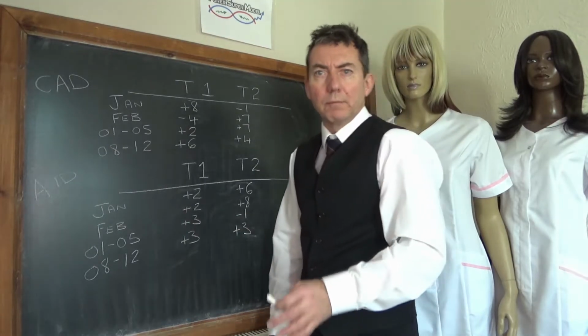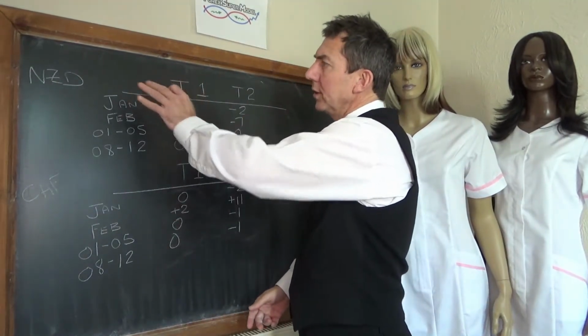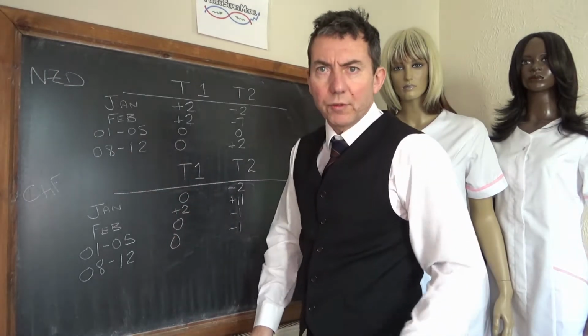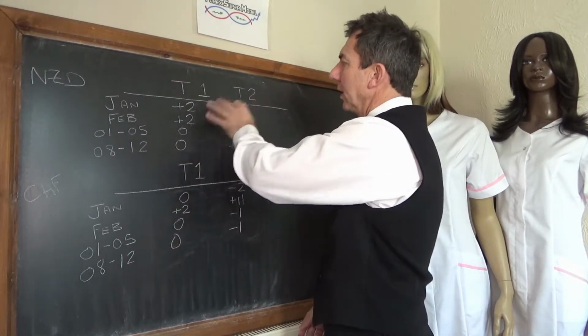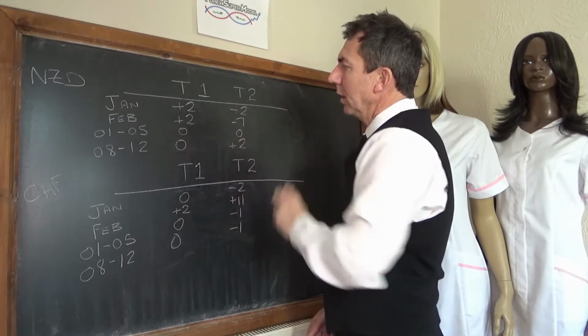Right, last two coming up. Last two then, NZD, the New Zealand dollar, and CHF, the Swiss franc. NZD then, Tier 1: +2, +200.